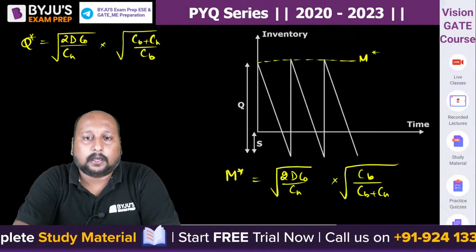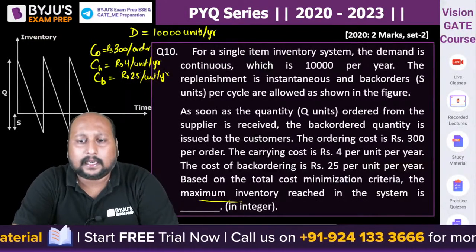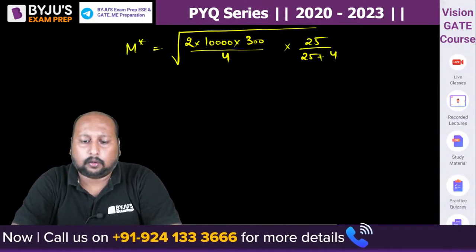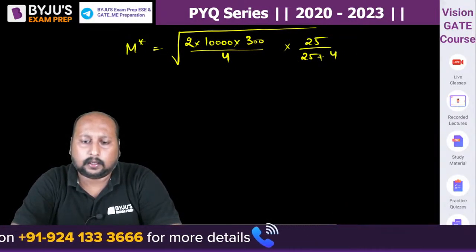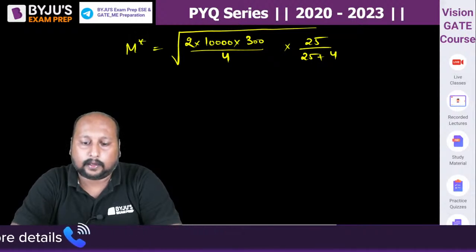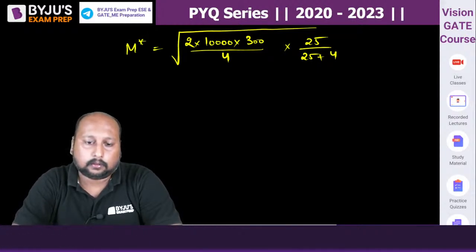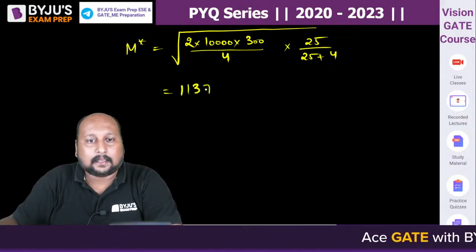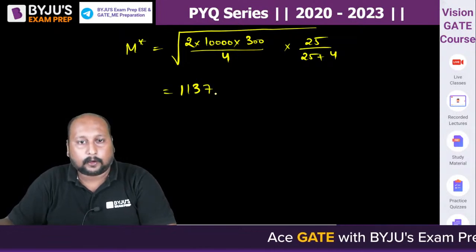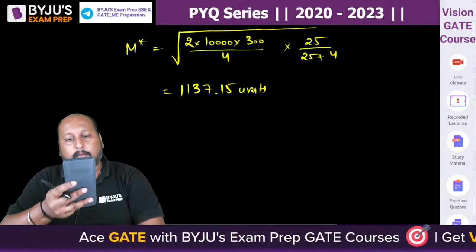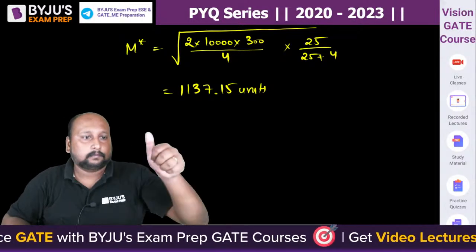Solve it and tell me the answer in the nearest integer. So it is nothing but 20,000 into 300 into 25 divided by 4 into 29. Are we getting 1137? 1137.15. Okay, 1137.15 units. Yes.